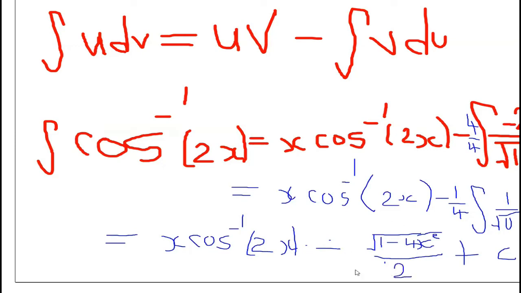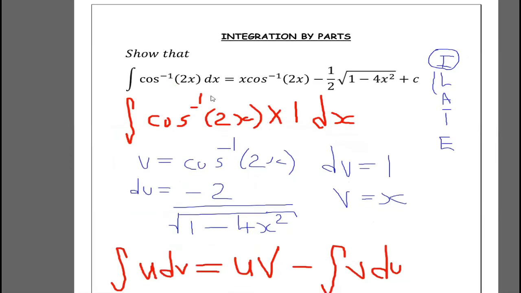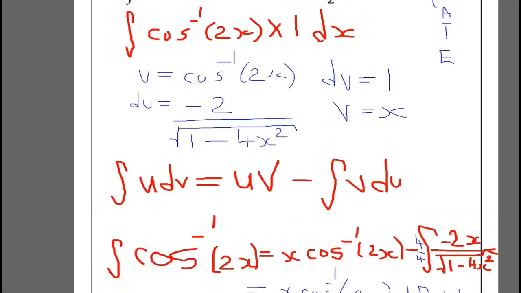The only reason I didn't show the full steps was because of space. So this is what we get as our final answer. And now look at it. Let's check it out. There it is. x cos inverse 2x minus a half of the square root of 1 minus 4x squared, plus your constant c. And that's integration by parts.